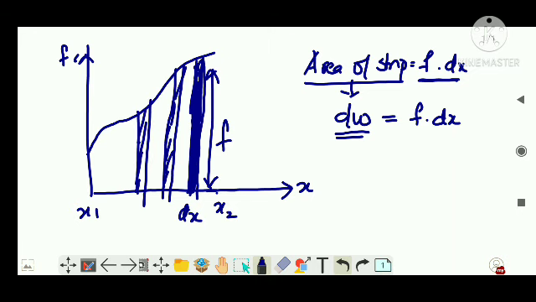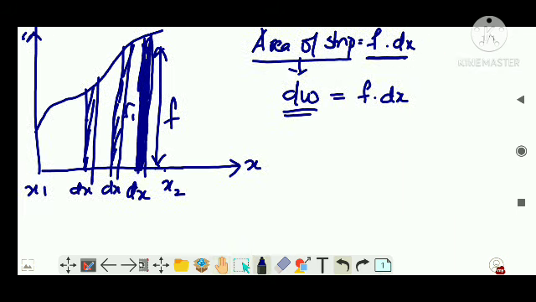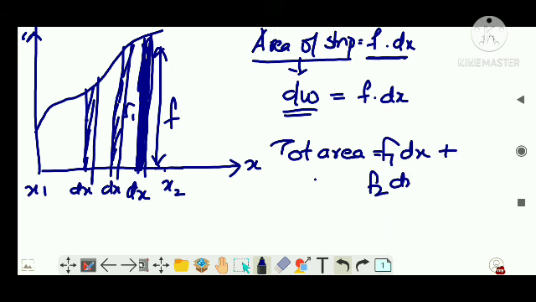Clear? So for this, the f1 will be different. Let's say the thickness is the same, dx itself. So how can I see these multiple strips? When they add, they form the entire area, right? So the total area, if you are writing it, I can write as f1 into dx plus f2 into dx plus f3 into dx, and so on. And these multiple strips, when added, give you the total area, right?